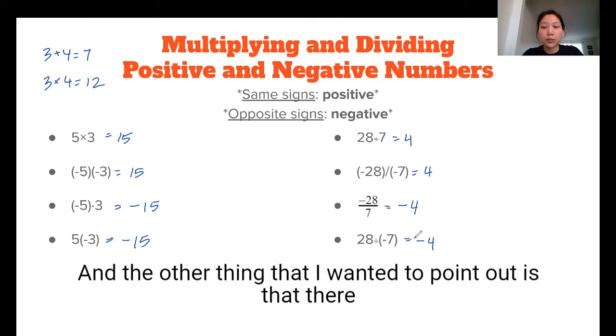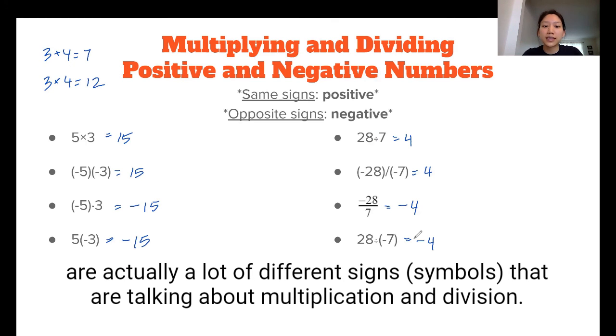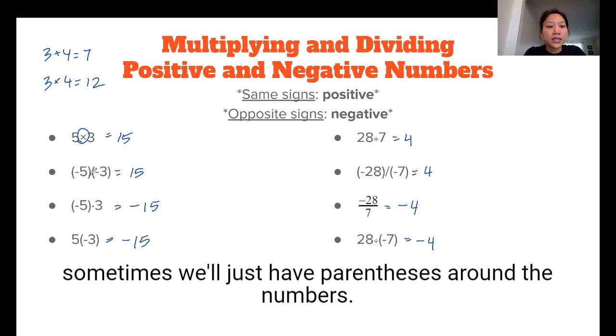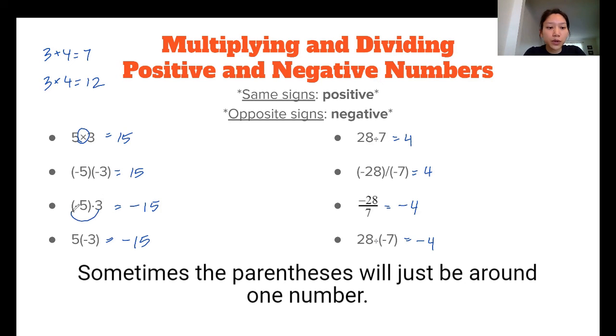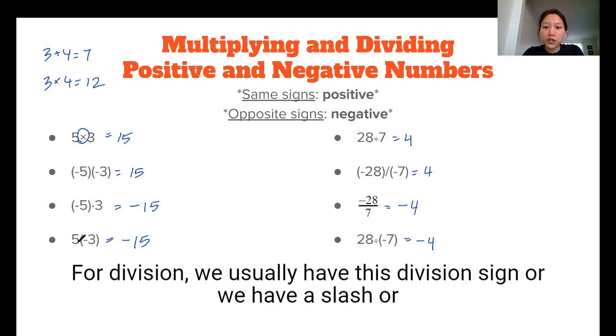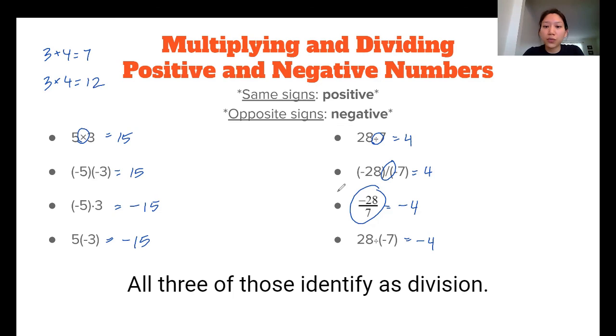And the other thing that I wanted to point out is that there are actually a lot of different signs that are talking about multiplication and division. So you'll notice that for multiplication sometimes we'll use the X, sometimes we'll just have parentheses around the numbers. Sometimes the parentheses will just be around one number, so it might be the first number or the second number, especially if one of the numbers is negative. Okay. For division, we usually have this division sign, or we have a slash, or we'll write it as a fraction. All three of those identify as division.